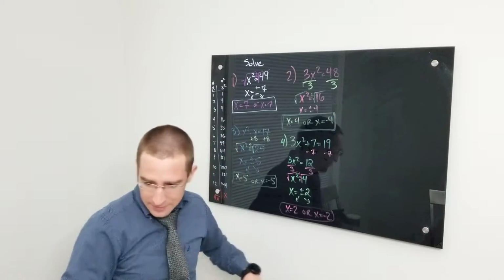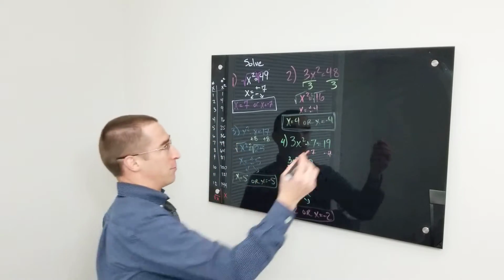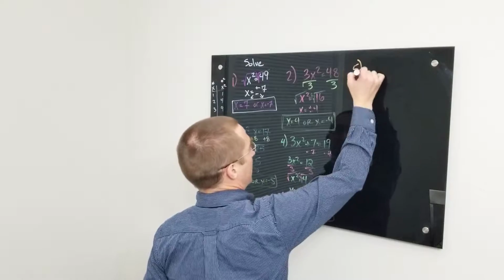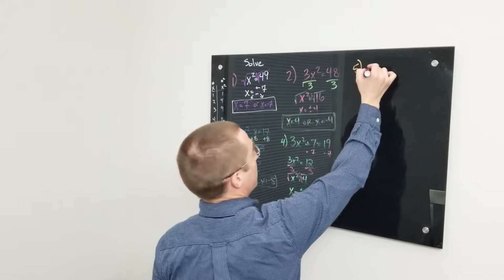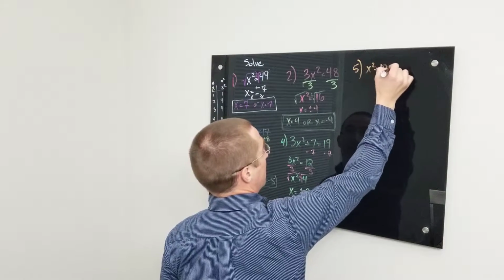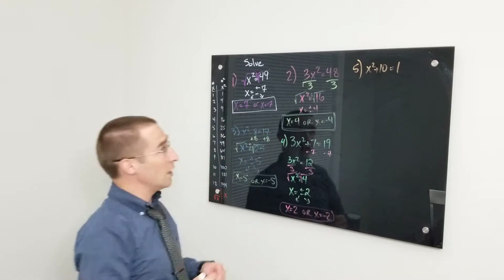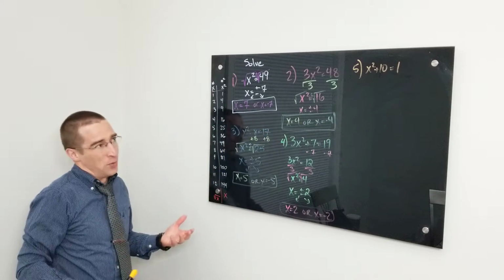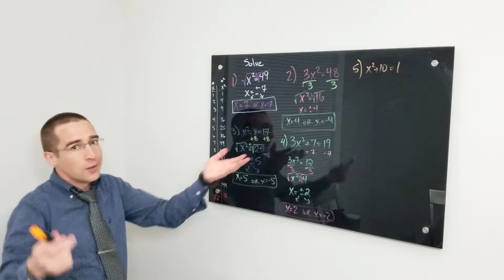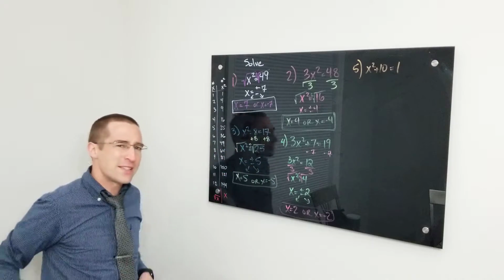All right. Let's look at problem 5. Problem 5 is more interesting and fun. So it's x squared plus 10 equals 1. So here you're like, yeah, Mr. Race, is a simple one. It's x squared plus 10. We gotta get rid of that plus 10. How do we get rid of the plus 10?